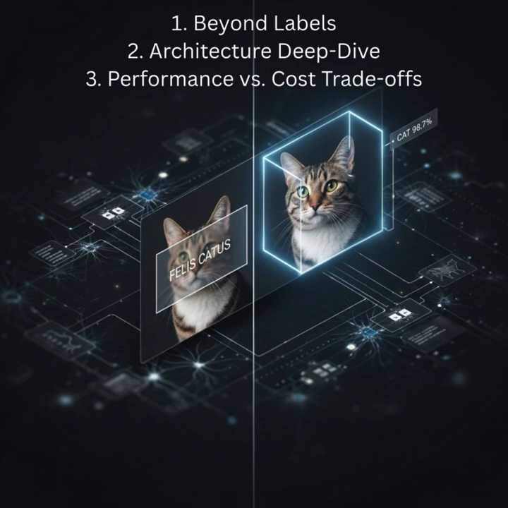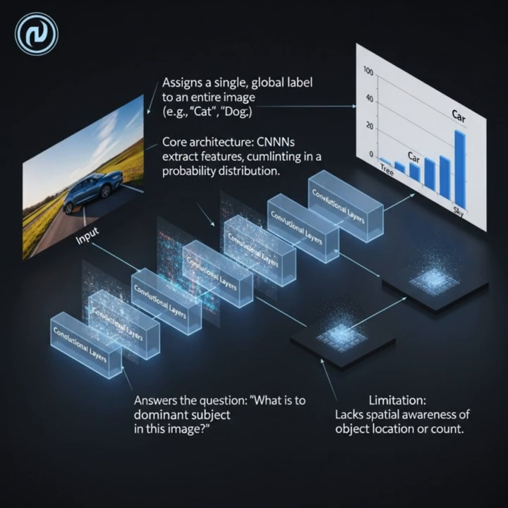It's the choice between knowing a cat is in the picture versus knowing exactly where the cat is and that it's about to knock a vase off the table. Let's dive in. Image classification is the foundation. Given an image, the model's entire job is to assign a single label from a predefined set of categories. Think of it as a high-stakes sorting machine.